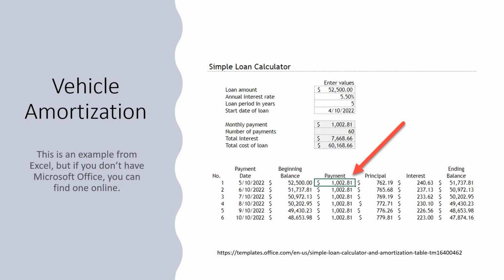This shows an example of the vehicle amortization using a workbook already created in Excel. It creates the amortization so that you can separate out the principal and interest of the loan. Only the interest part of the payment is an expense to the business. The vehicle is already being expensed by using depreciation.